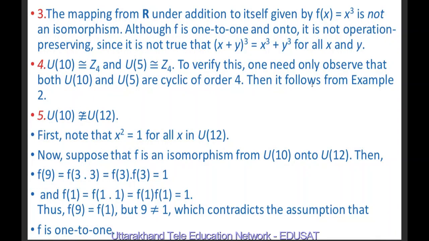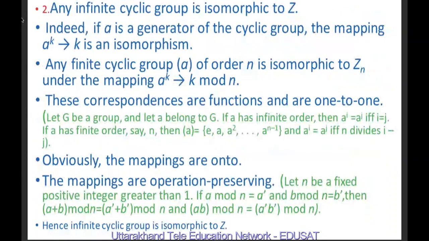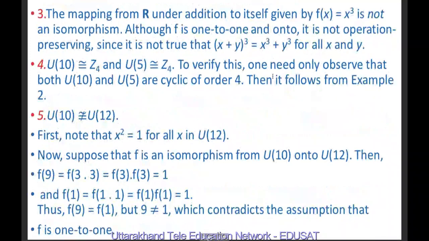And then the following example follows from example 2, because in example 2 we have shown that any infinite cyclic group is isomorphic to Z and any finite cyclic group A of order n is isomorphic to Zn. So because U10 and U5 are cyclic groups of order 4, it means they are isomorphic. U10 is isomorphic to Z4 and U5 is isomorphic to Z4.